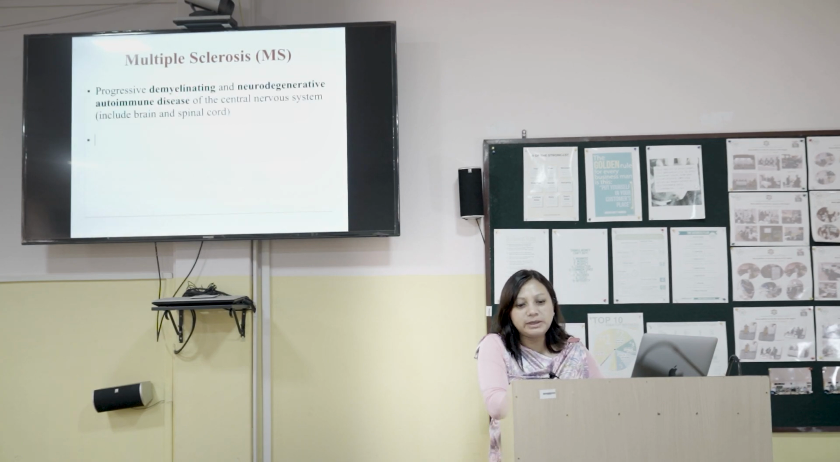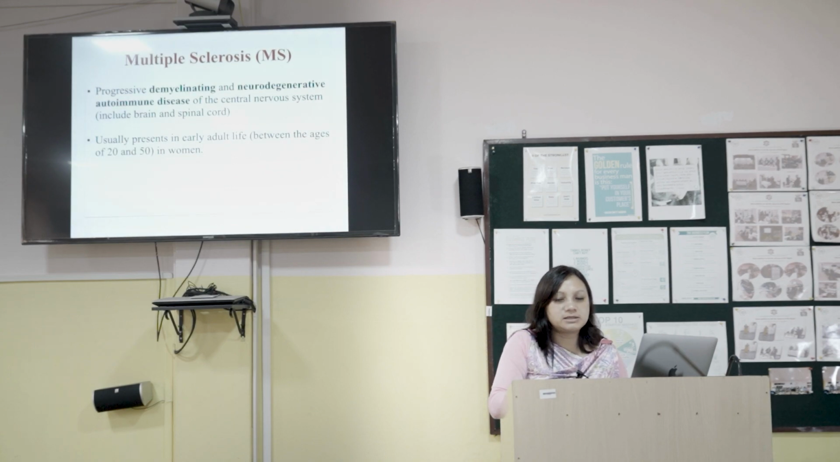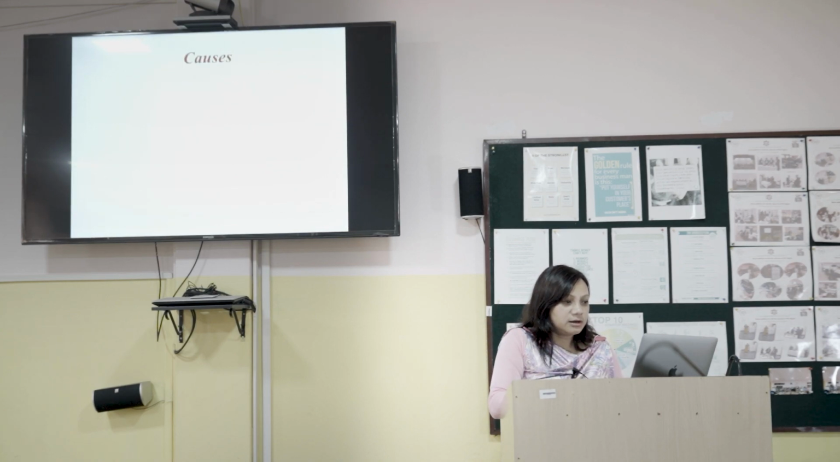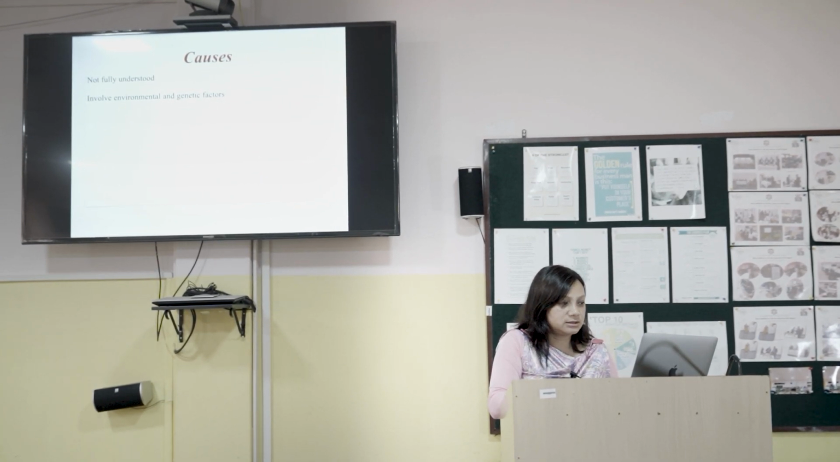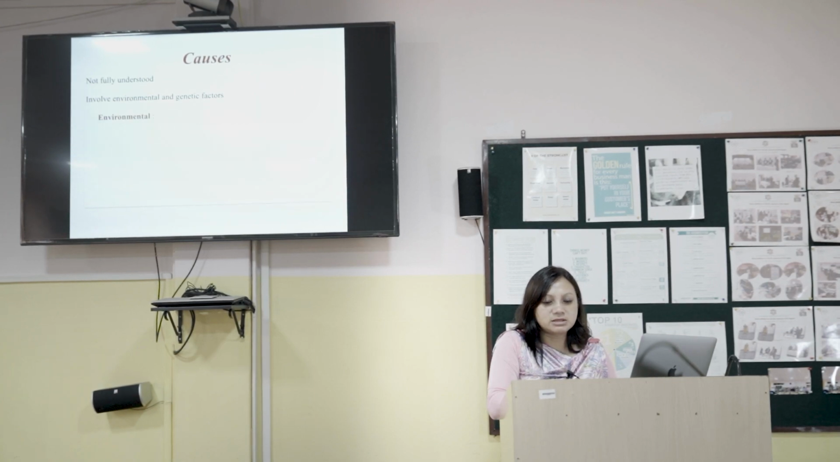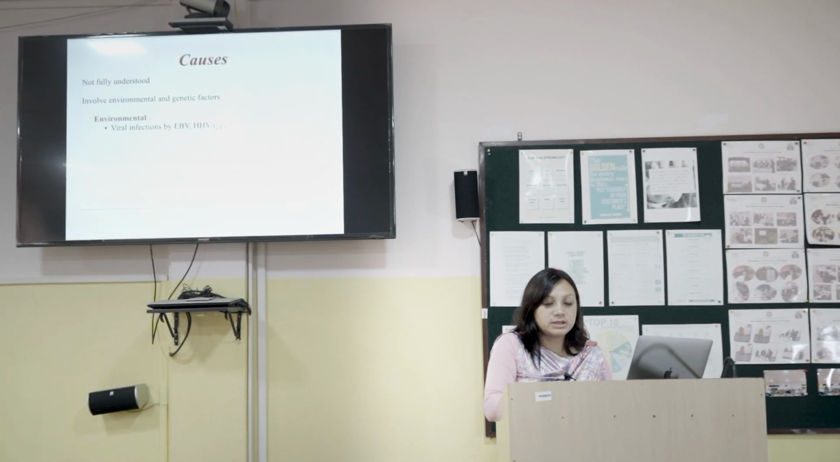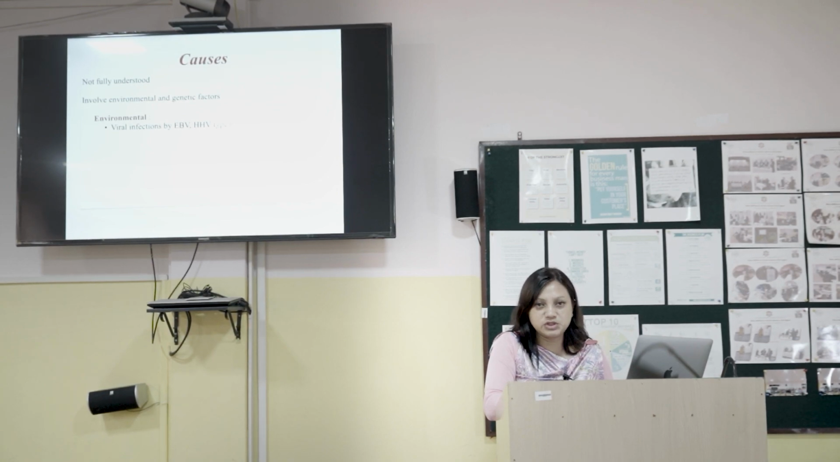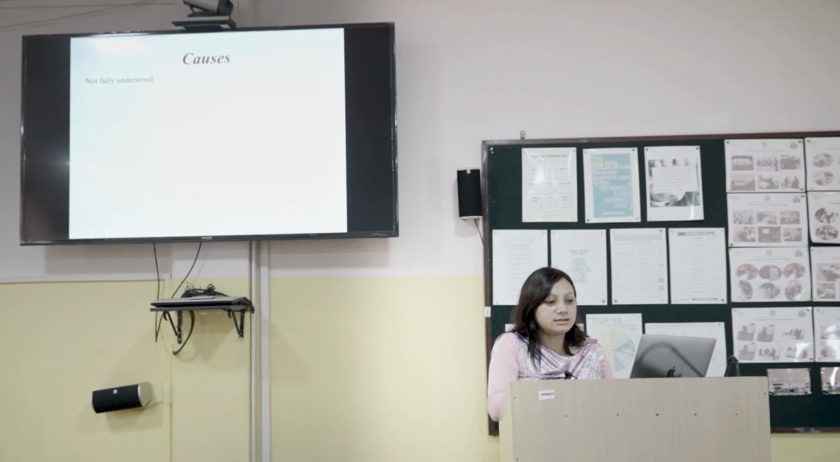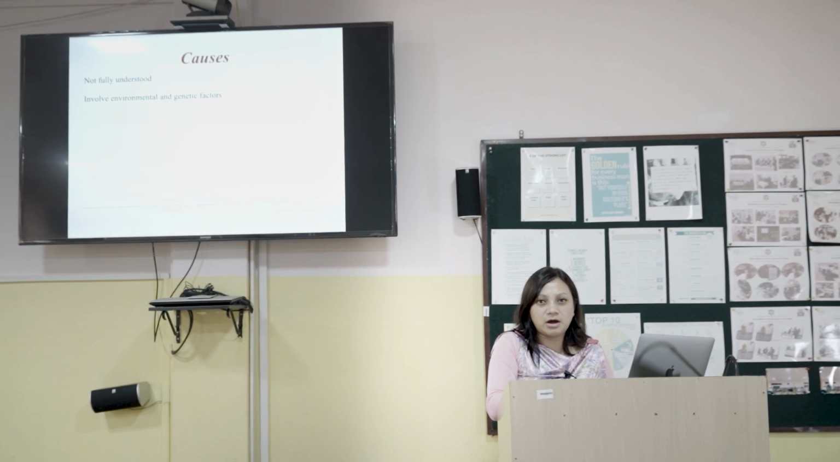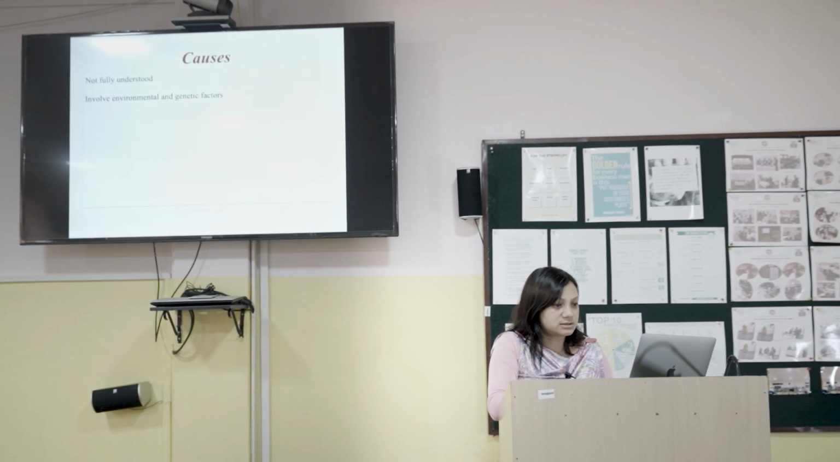Now, there is no completely defined cause of multiple sclerosis. However, since it is an autoimmune disease, it is believed to involve both environmental and genetic factors. When we look at the environmental factors that are involved, it always comes down to a susceptible gene.